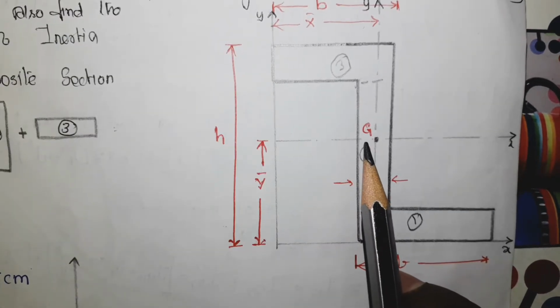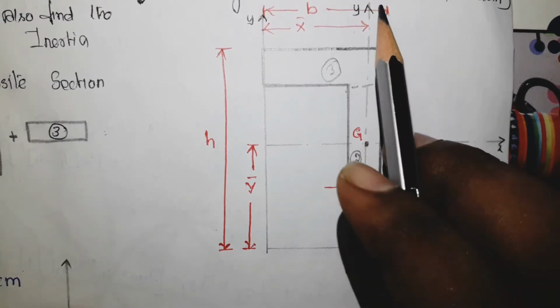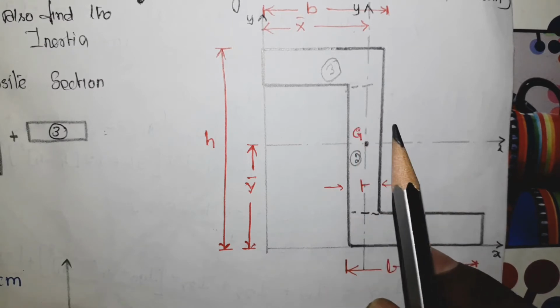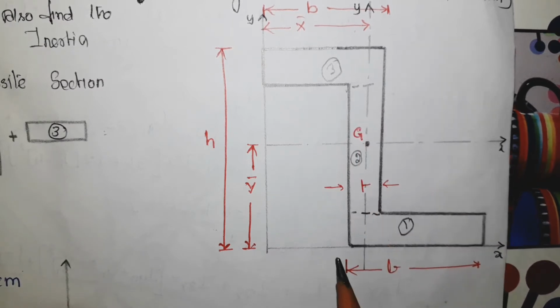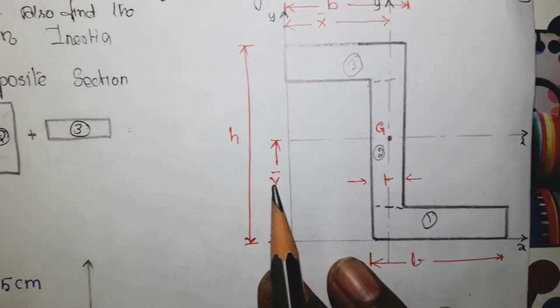This is centroid and this is centroidal x axis. This is centroidal y axis. We have to find the moment of inertia with respect to these two axes. Then we have to find the polar moment of inertia. Now let us go to solve the problem.